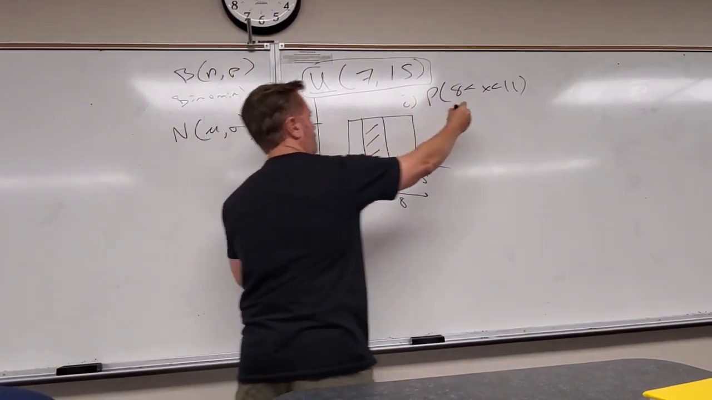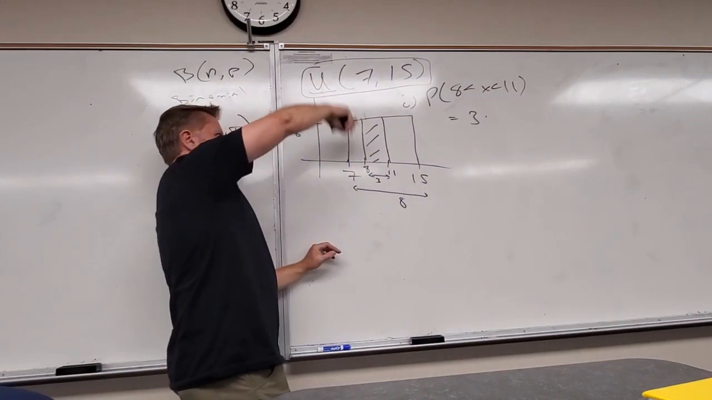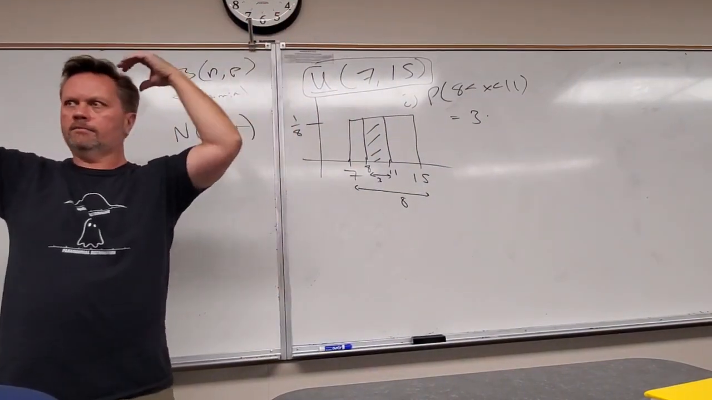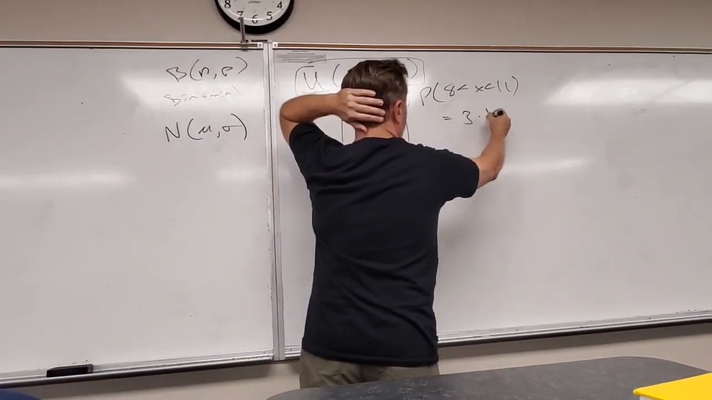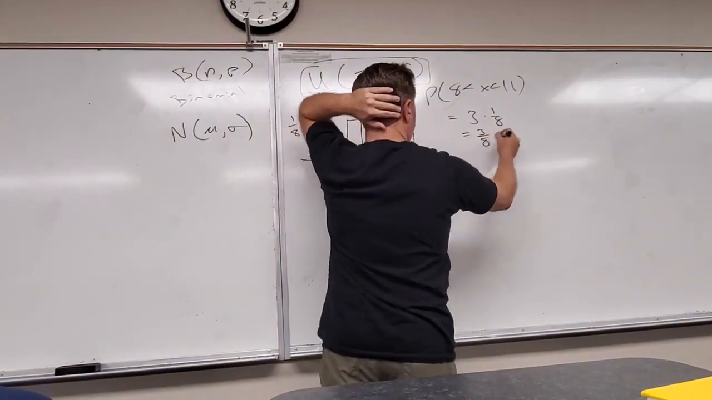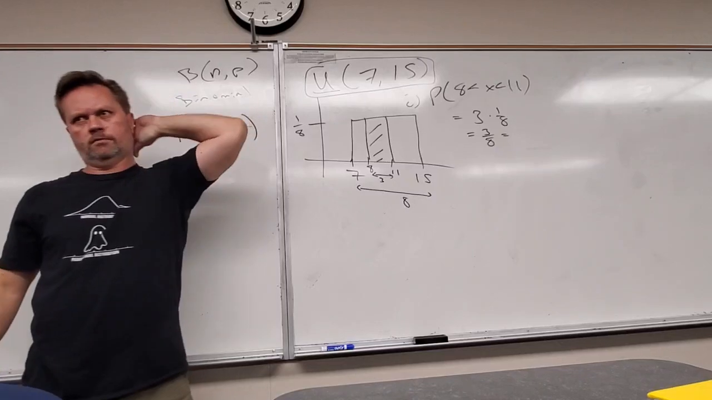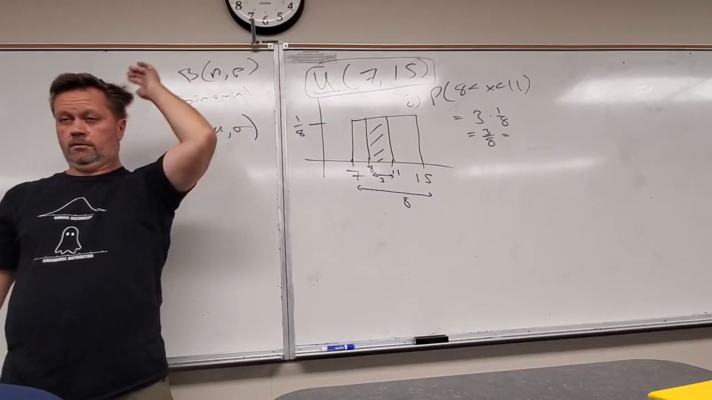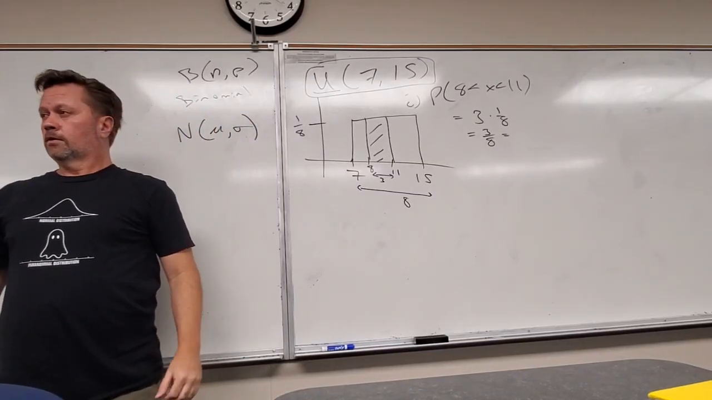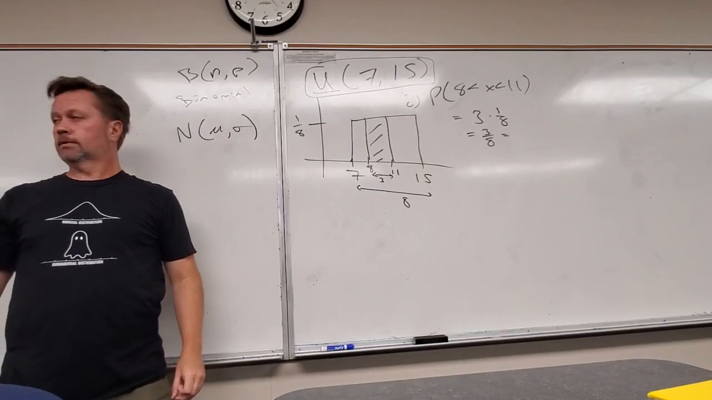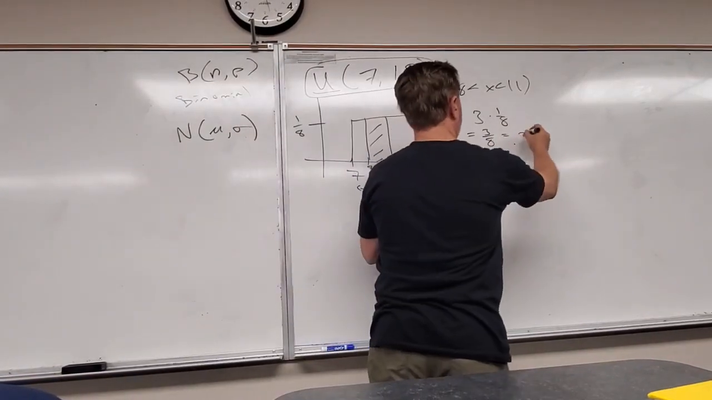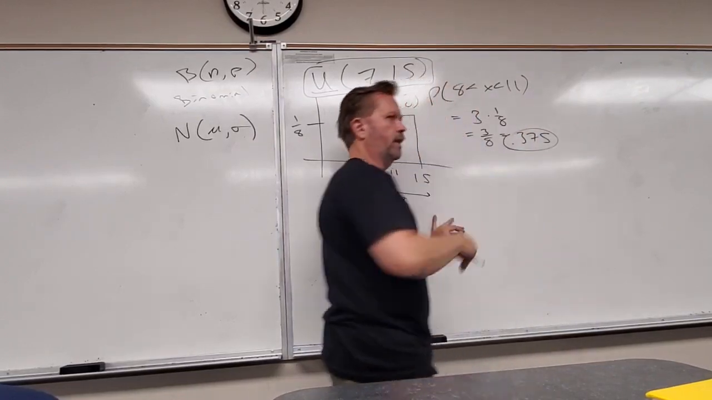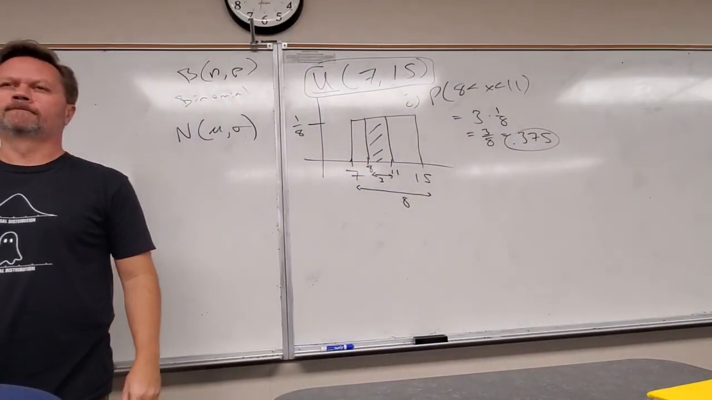3. Times the height, that'll give me the area, right? 3 times 1/8. 3/8, which is? 0.375? Yes. Or 37.5% chance. Okay.